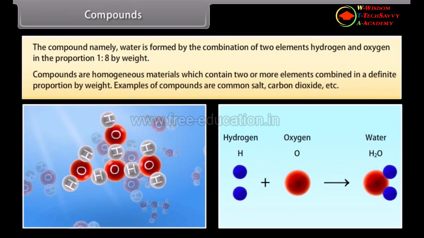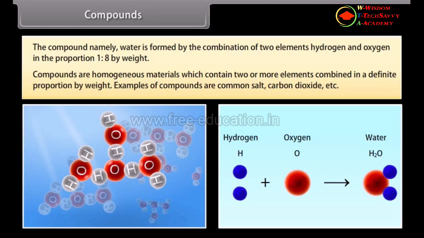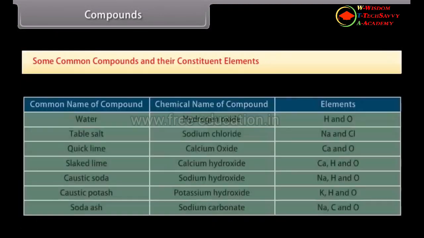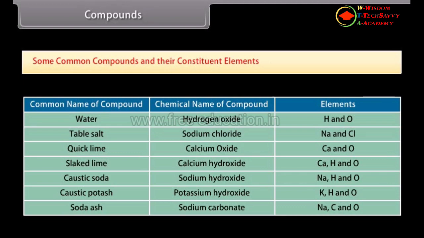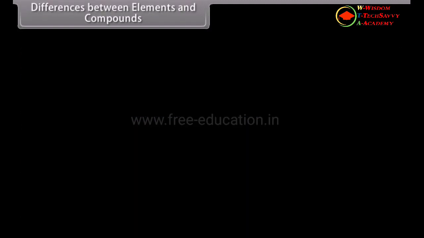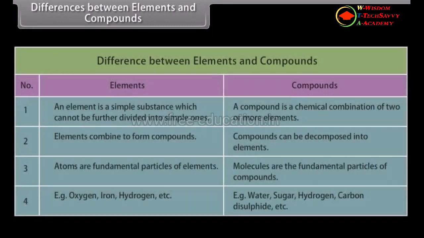Compounds are homogeneous materials which contain two or more elements combined in a definite proportion by weight. Examples of compounds are common salt, carbon dioxide, etc. Some common compounds and their constituent elements. Differences between elements and compounds.